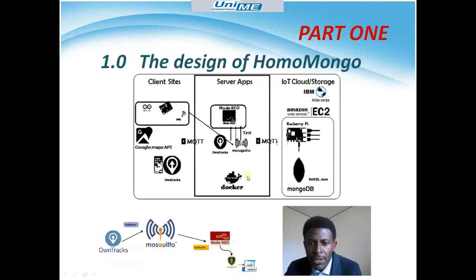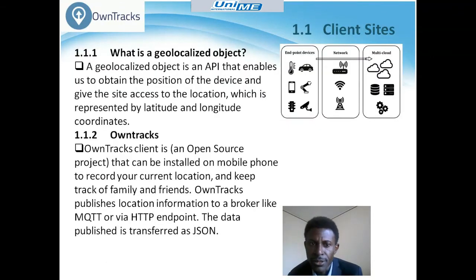access it. In our Dockerized server app section, the MQTT subscribes from Owntracks via the public broker server and then transmits it to Node-RED, where it is encrypted and sent to our IoT cloud. It could be hosted on a Raspberry Pi on your private network or on a public server network like IBM, Atlas or Amazon EC2.